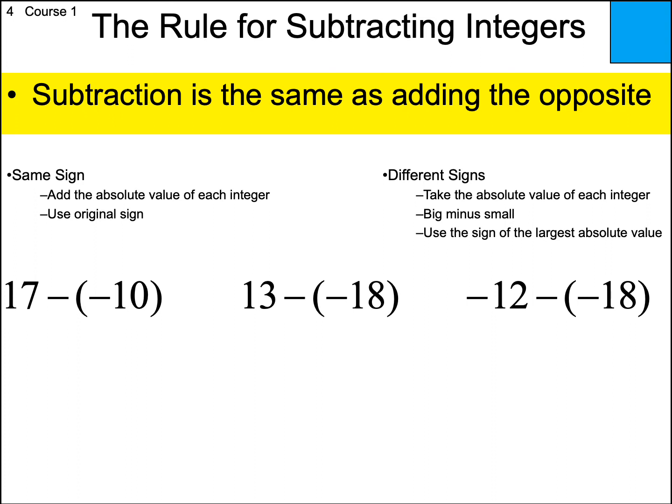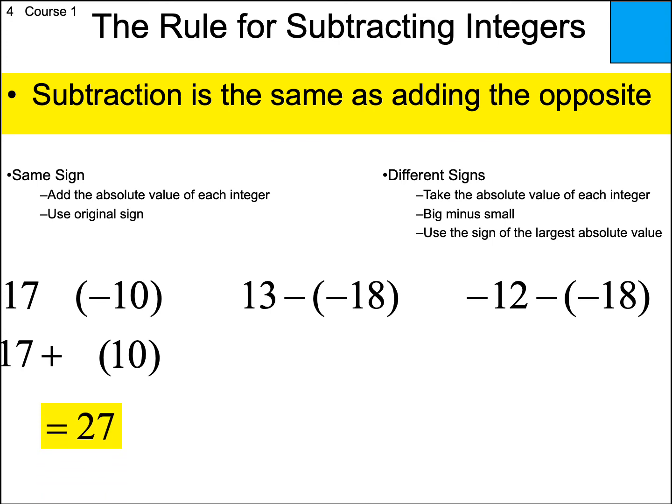You think you got all 3 right? Let's see. 17 minus negative 10. Get rid of the first minus sign. So 17 plus, the opposite of negative 10 is positive 10. Hey, same sign. 17 and 10 are both positive. Just add them. 27.